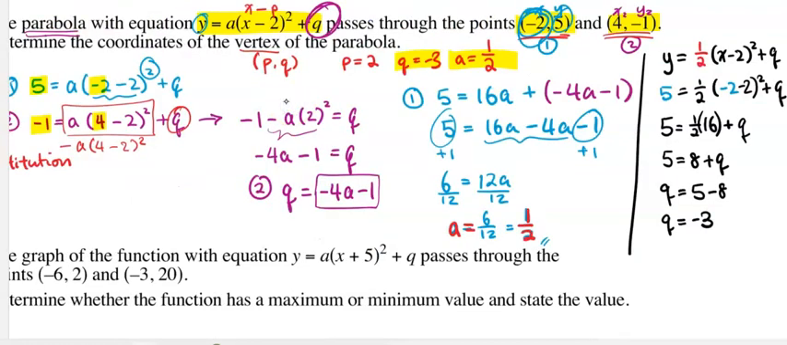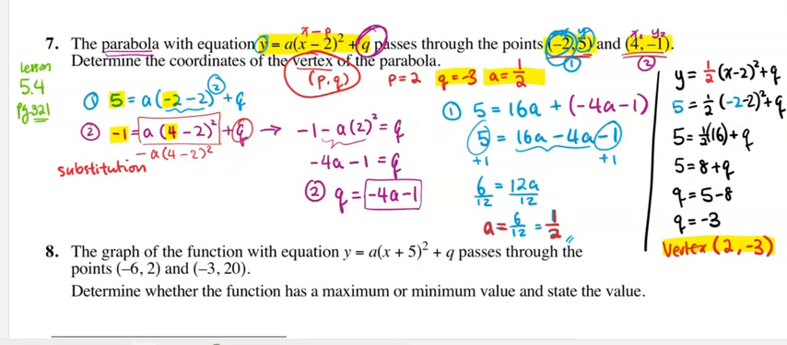Going back to the question here, the question is asking for the vertex of the parabola. So all I have to do now is write out the vertex as a coordinate pair. My p-value is positive 2 and my q-value is negative 3. I hope that helps with the question.